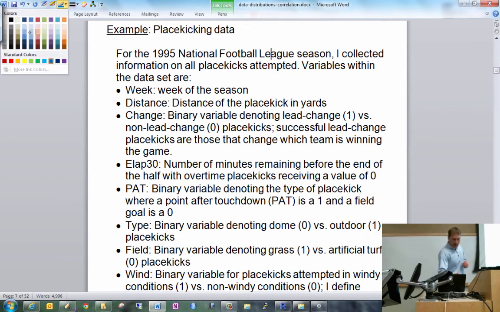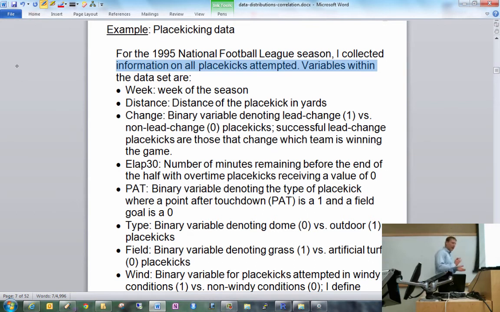And so this is a data set that I actually collected myself. It came about when I was getting my master's degree in statistics from Kansas State. For the creative component of my degree, I had to do what was called a master's report. And what I did was I collected information on all place kicks that were attempted in the 1995 National Football League season. There was over 1,800 place kicks that were attempted.